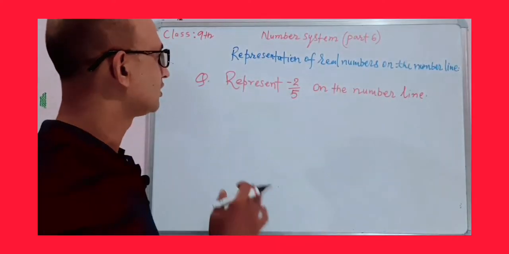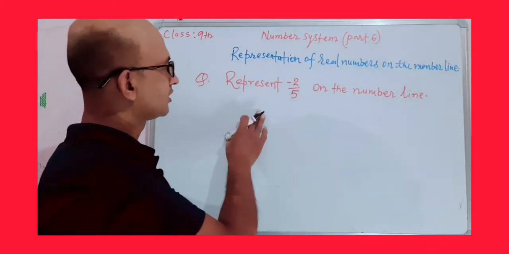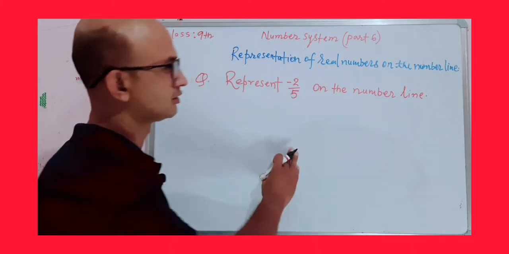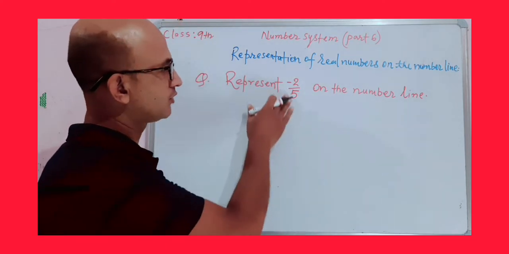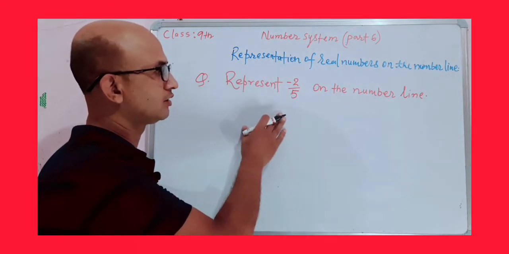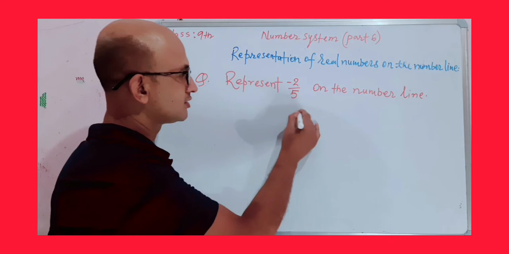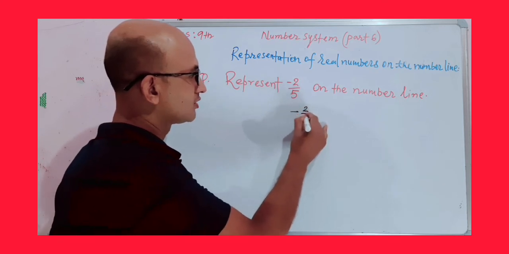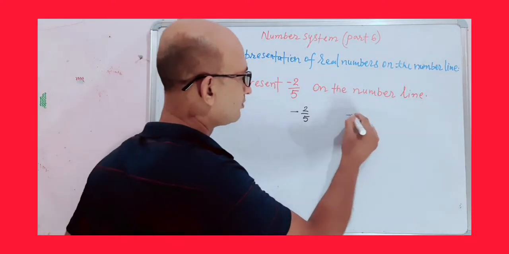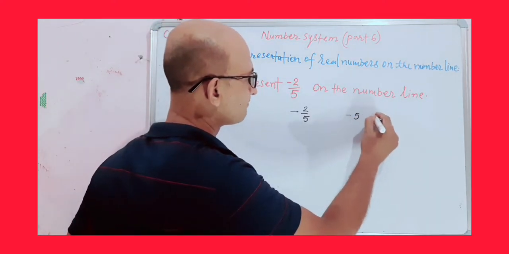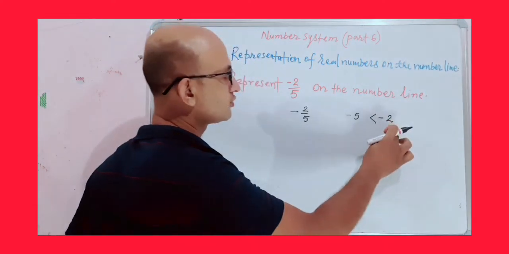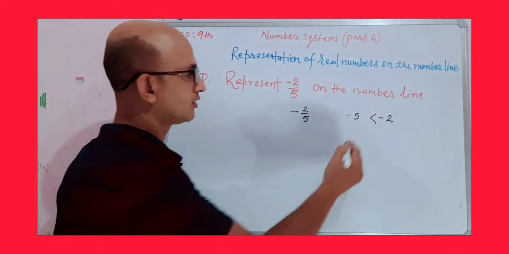Dear students, in this question it has been asked to represent minus 2 by 5 on the number line. Now to represent minus 2 by 5 on the number line, first we will have to find between which two integers minus 2 by 5 lies. See here, minus 5 is smaller than minus 2, that is minus 2 is greater than minus 5.